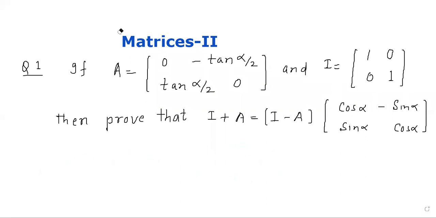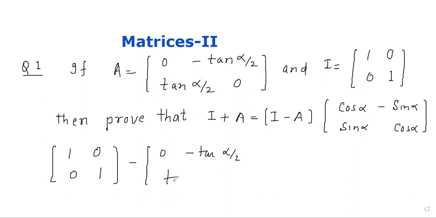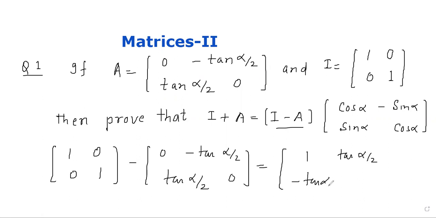RHS is I minus A. That is [1 0; 0 1] minus [0, minus tan alpha by 2; tan alpha by 2, 0]. We are considering this first. So this will become 1, tan alpha by 2. Then this will become minus tan alpha by 2, and this will become 1. So this is I minus A.